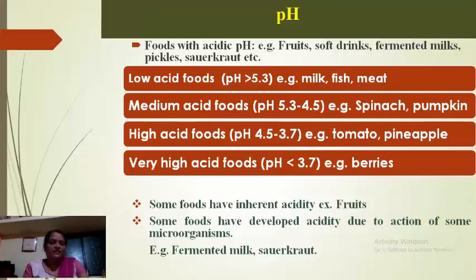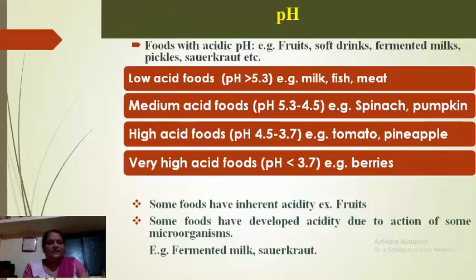While in some foods, the acidity is developed due to action of some microorganisms. For example, curd, fermented milk. So when milk is there, it is neutral. But when it is fermented, it becomes acidic. So fermented milk has developed acidity. Sauerkraut, which we can call a pickle from cabbage, is also an acidic food with developed acidity.